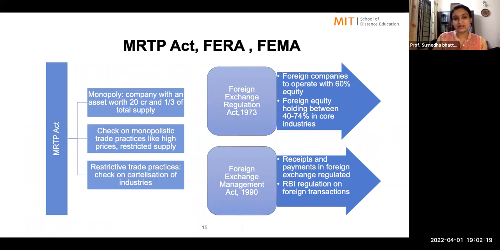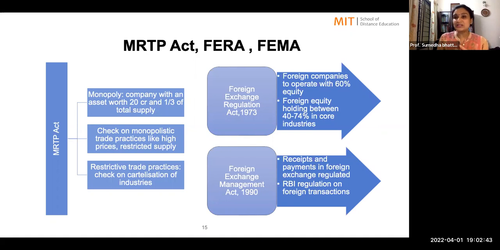Now, another act that was introduced in the year 1969 is called the MRTP Act. Now, while this IPR was being implemented, it was realized that because of the licensing, the influential producers were able to obtain more licenses, and that is why the production was getting concentrated in few hands.